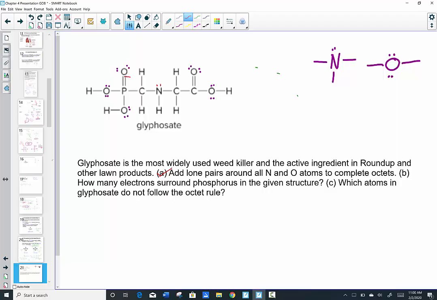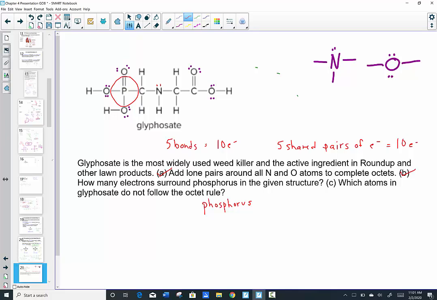How many electrons surround phosphorus in the given structure? Well, here's phosphorus, and I'm going to encircle all of the electrons around the atom. How many bonds? 1, 2, 3, 4, 5 bonds. That's the same as saying 5 shared pairs, a total of 10 electrons. There's 10. That's a rule breaker, isn't it? Which atoms in this compound do not follow the octet rule? Well, clearly that's the phosphorus.